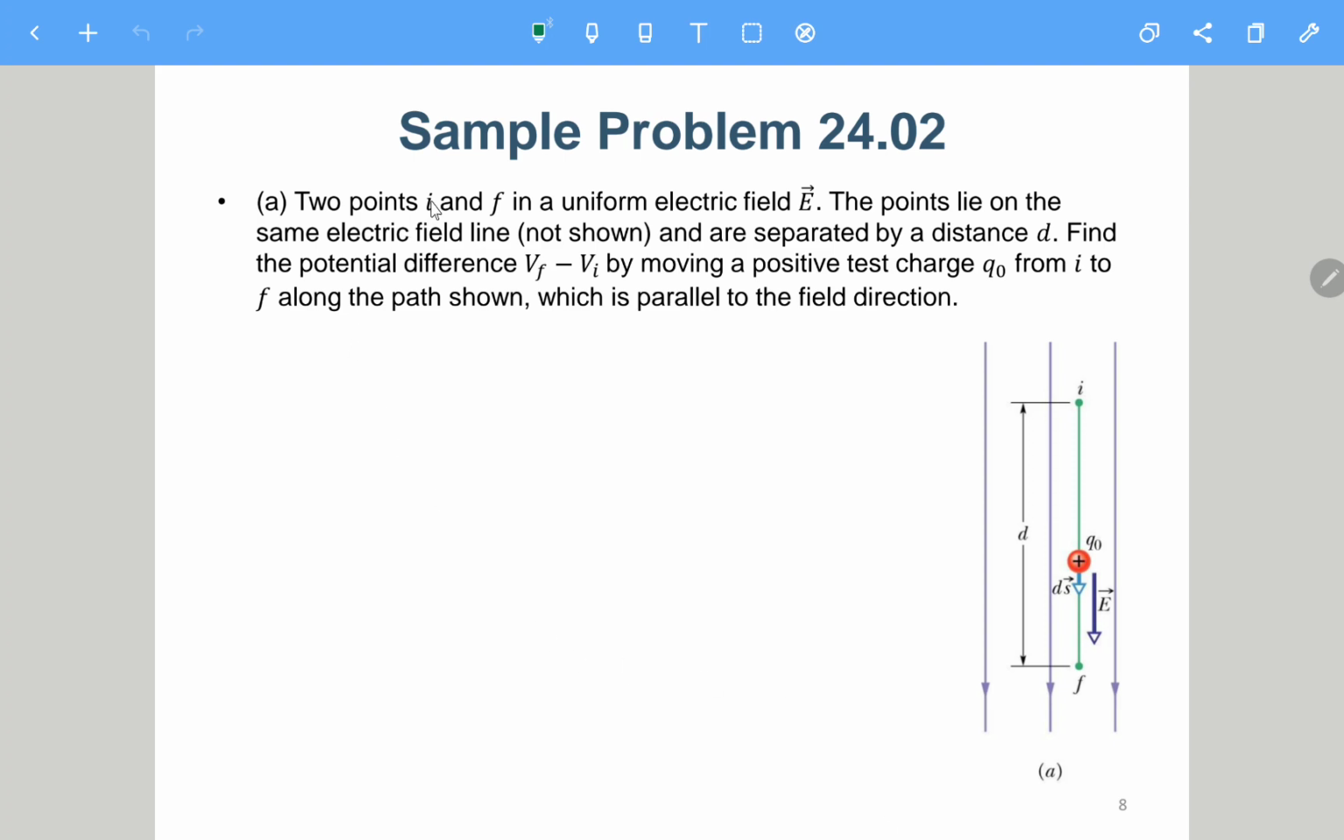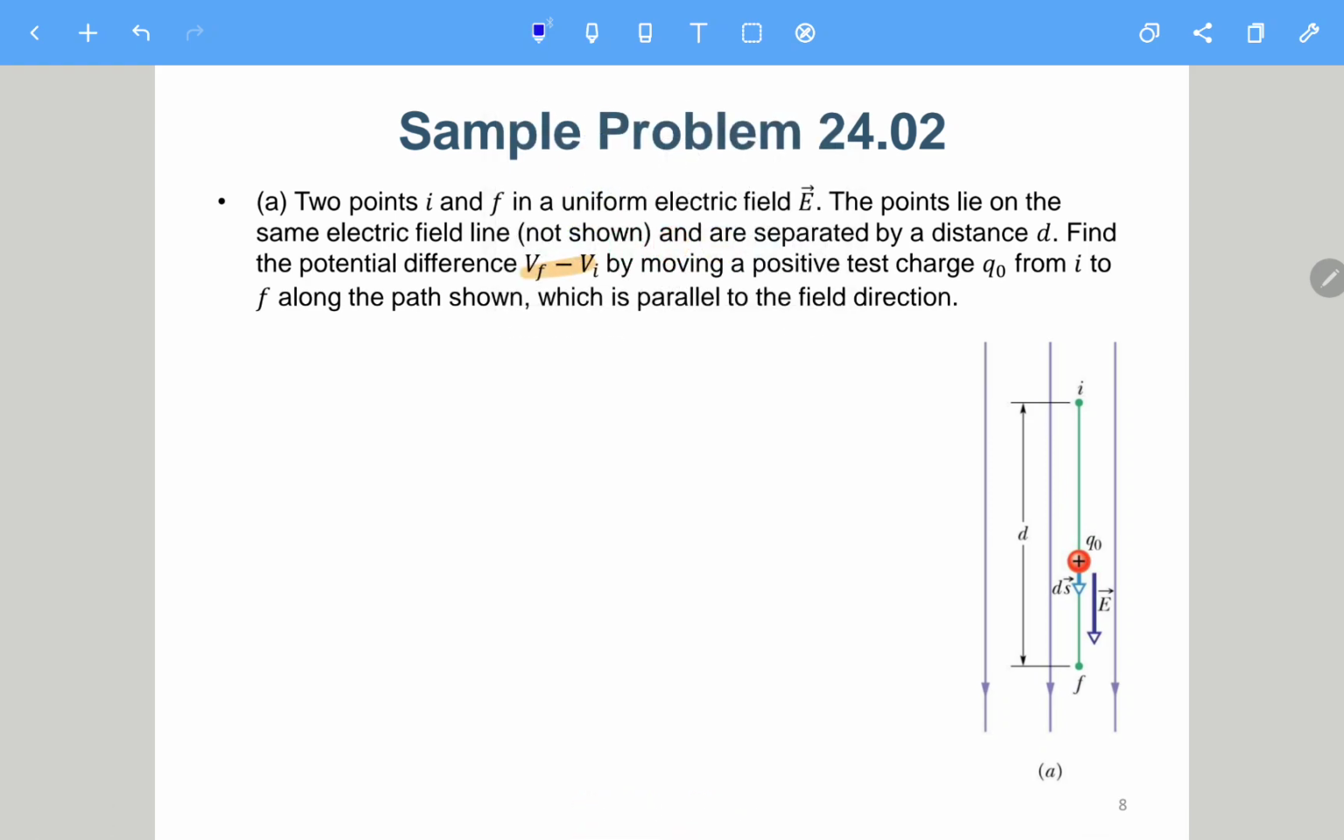Okay, so here it says two points I and F in a uniform electric field E. The points lie on the same electric field line and are separated by distance d. Find the potential difference Vf minus Vi by moving a positive net charge Q0 from I to F along the path shown, which is parallel to the field direction. So we are required to calculate Vf minus Vi.